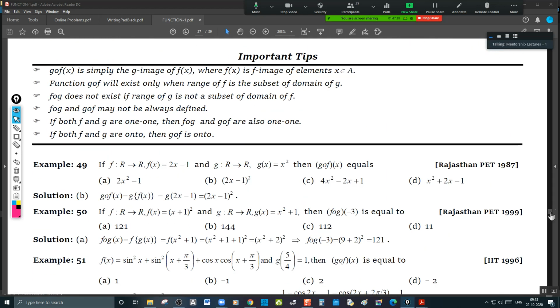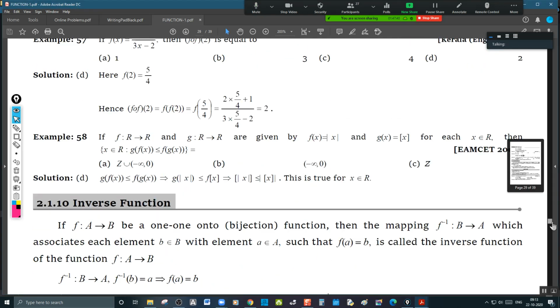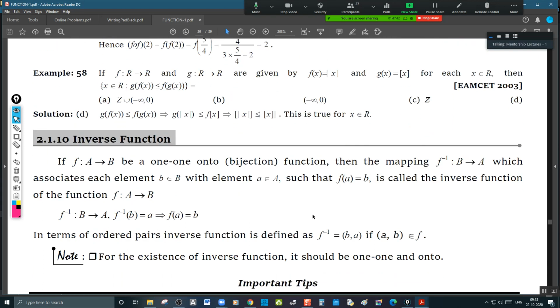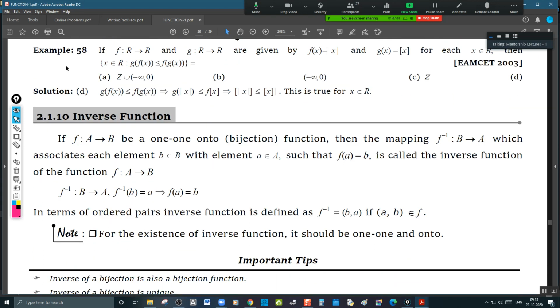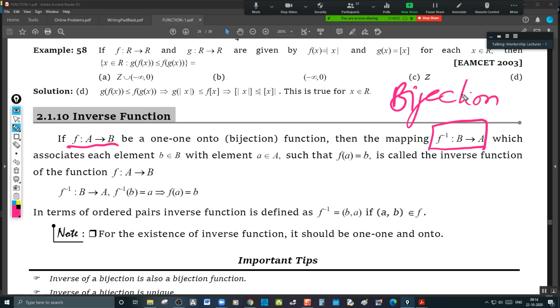Inverse function, I already discussed. F maps A to B can be written as F inverse maps B to A. When can we write this? Anyone in the class, please? Bijection. If it is a bijection. What is a bijection again? It should be both one-one and onto. If it is not, you cannot write that.